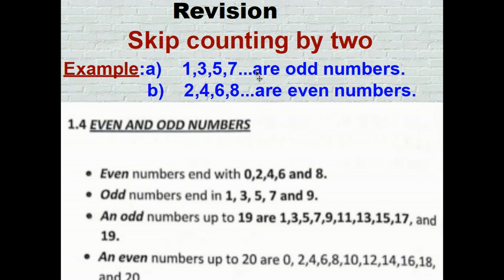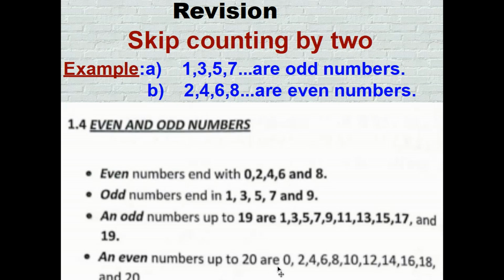The first one is odd numbers. The second one is even numbers. We will see what odd and even mean here. When we say even, numbers that end with this. We said last time, the numbers ending with 0, 2, 4, 6, or 8. Or we can say even numbers are divisible by 2.